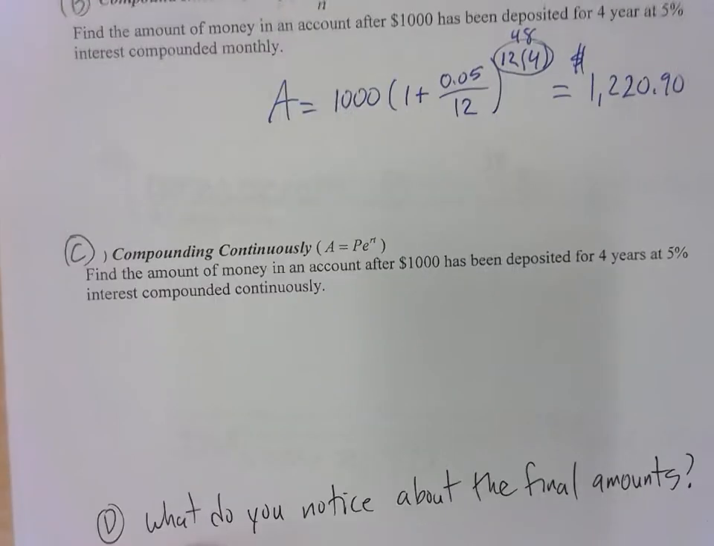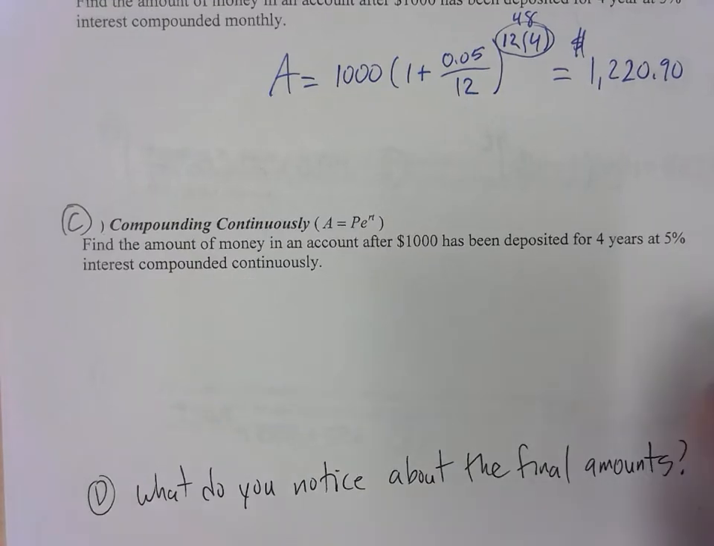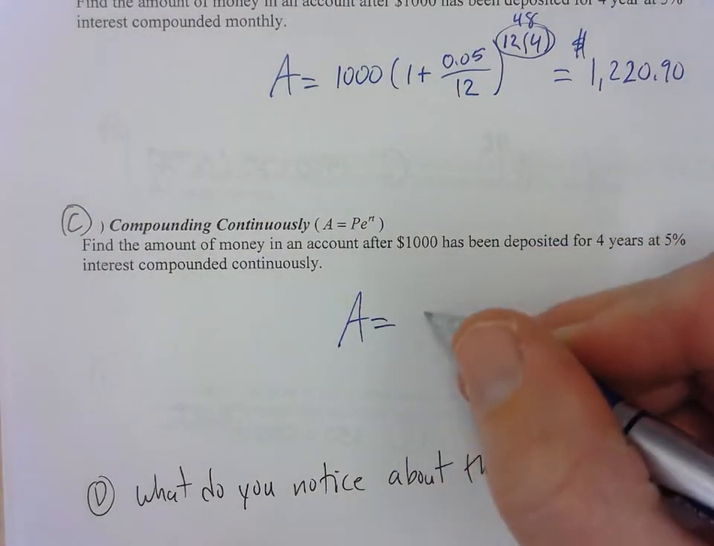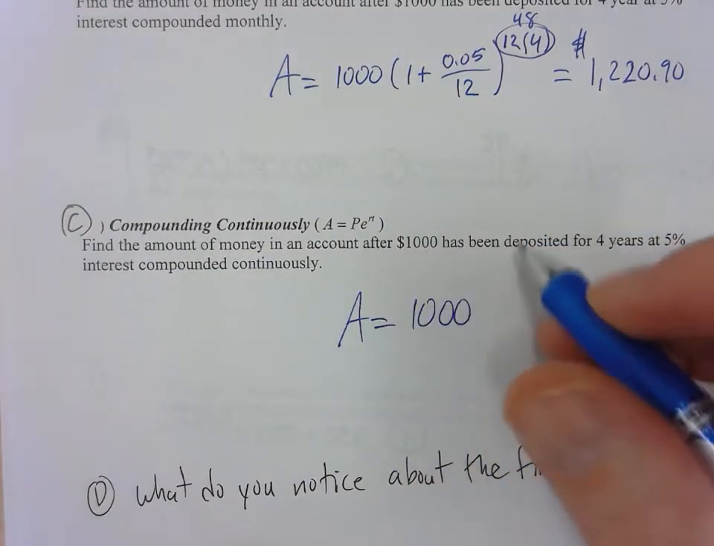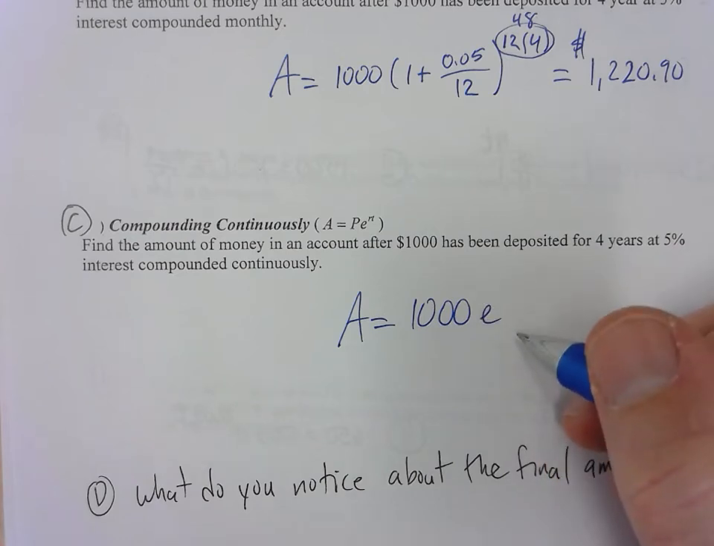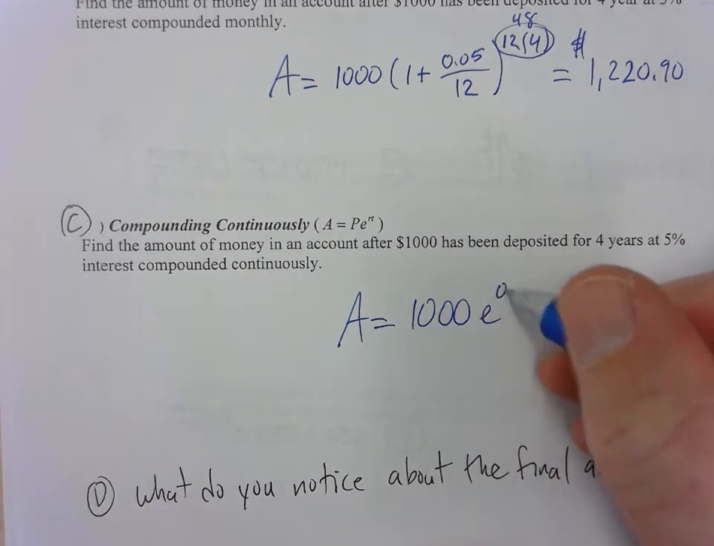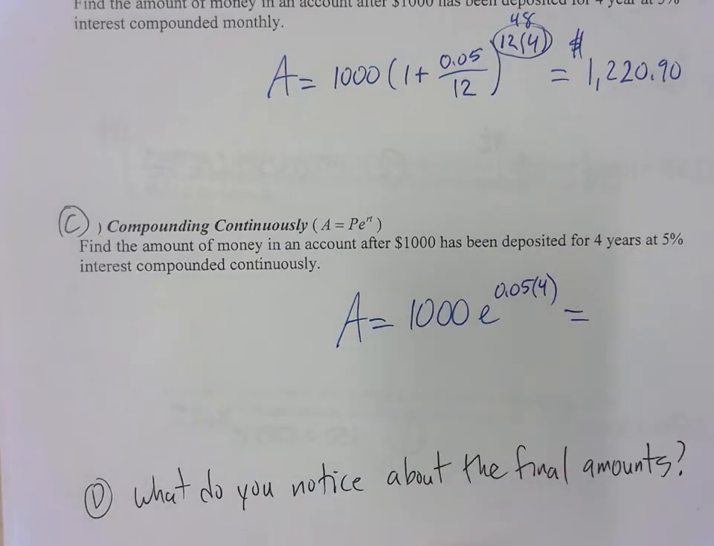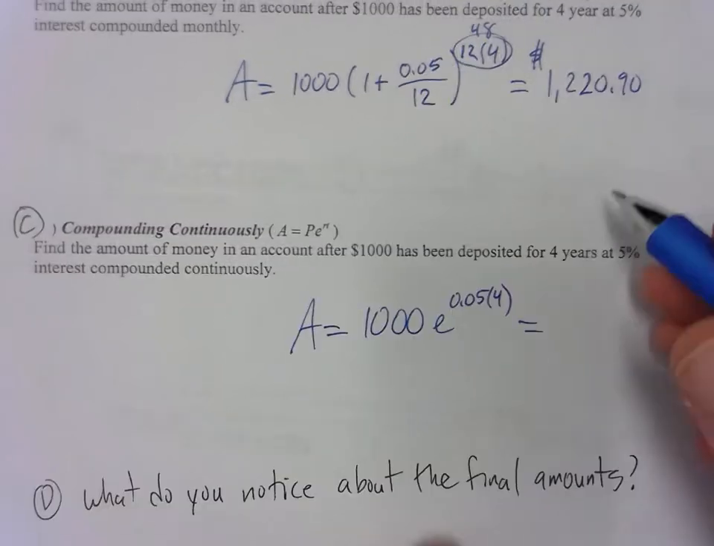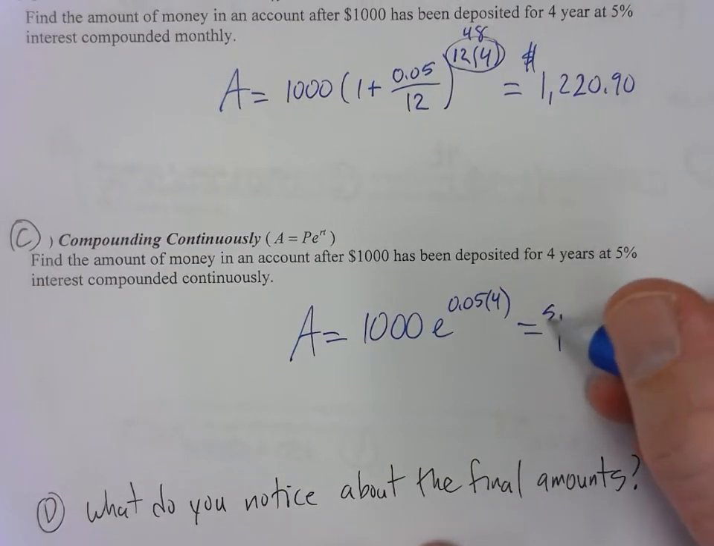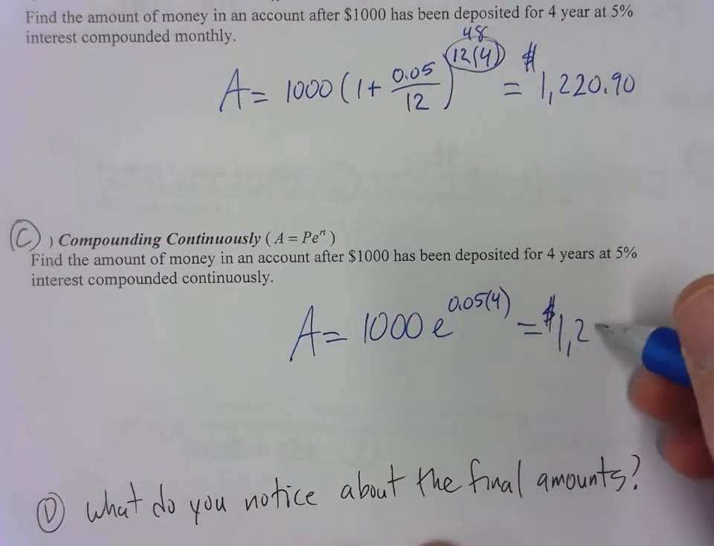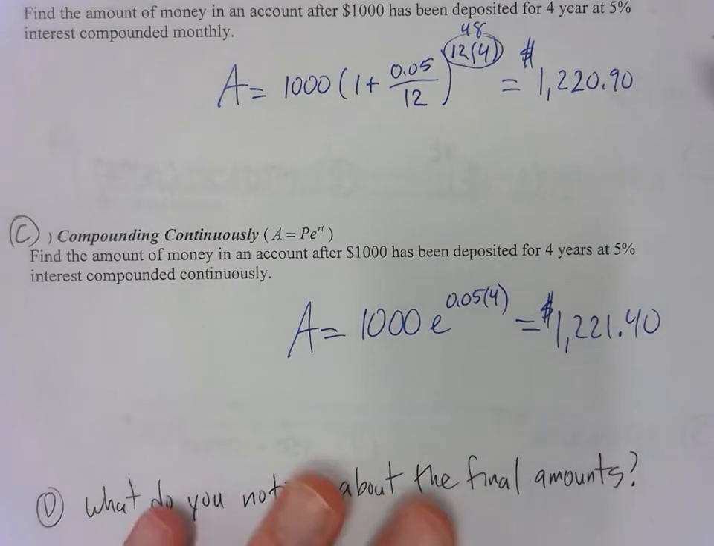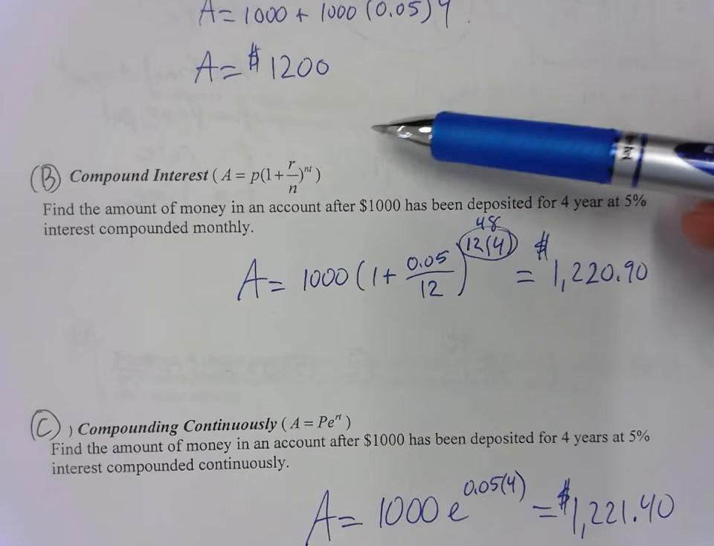And then we're going to compare this to compounding continuously. So A is equal to $1,000 still. e is the Euler number, and the rate of interest is still 5%, and we're still going for 4 years. You type this into the calculator, and you get a little bit more money, but surprisingly, you don't get huge amounts of money more. It's $1,221.40.